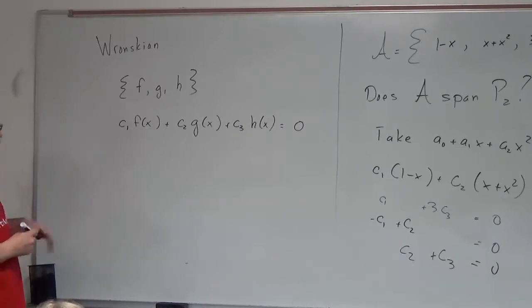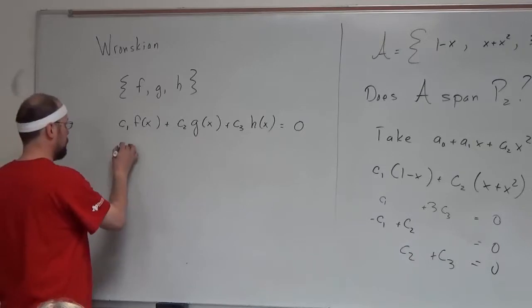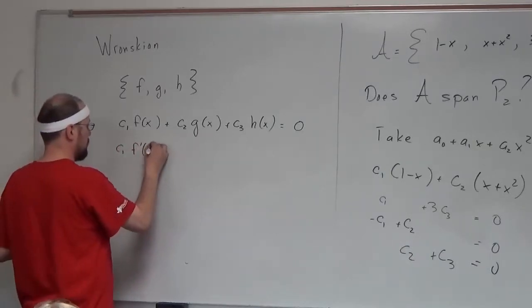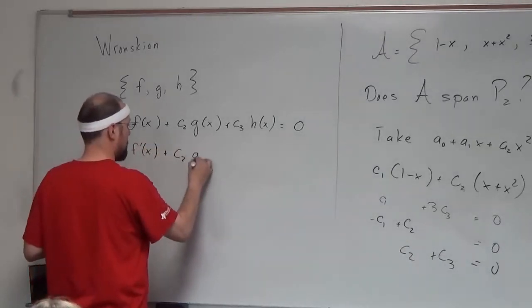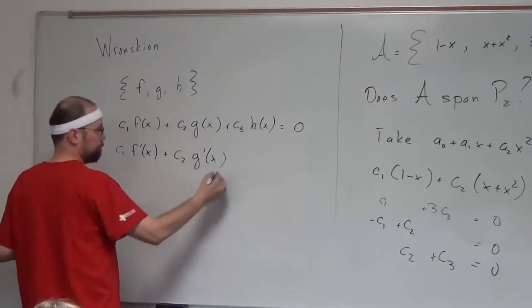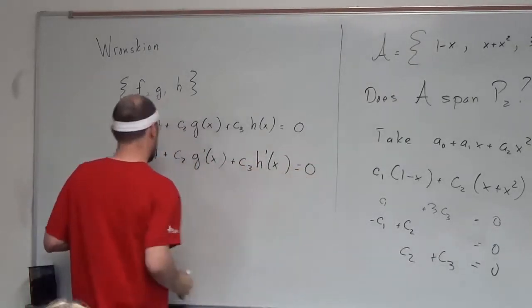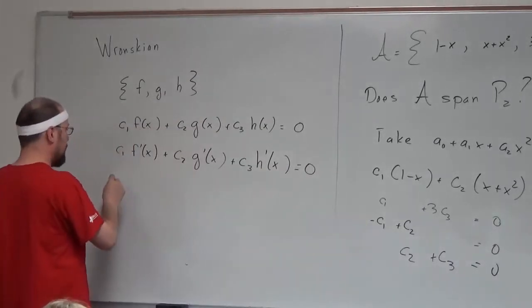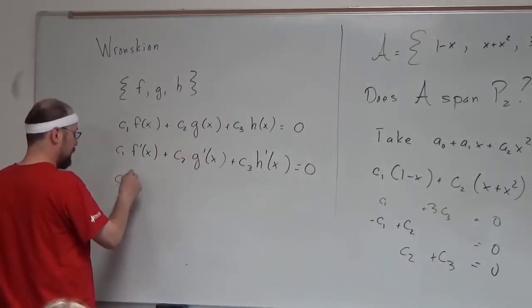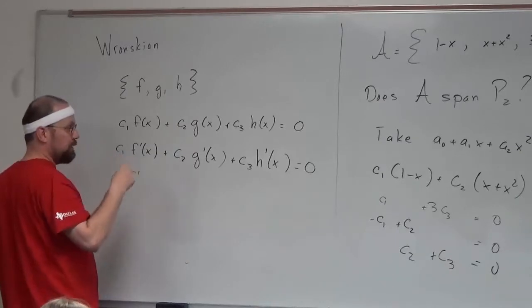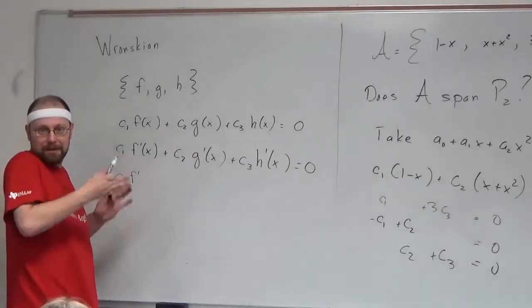So we'll make the observation that we can differentiate both sides with respect to x. These are differentiable functions, so we differentiate. Of course, these are constants. And the right-hand side is still 0, and we can even differentiate again. Why am I doing this? Well, because I'm going to get a system of 3 equations, 3 unknowns. I'm going to get a nice square system.